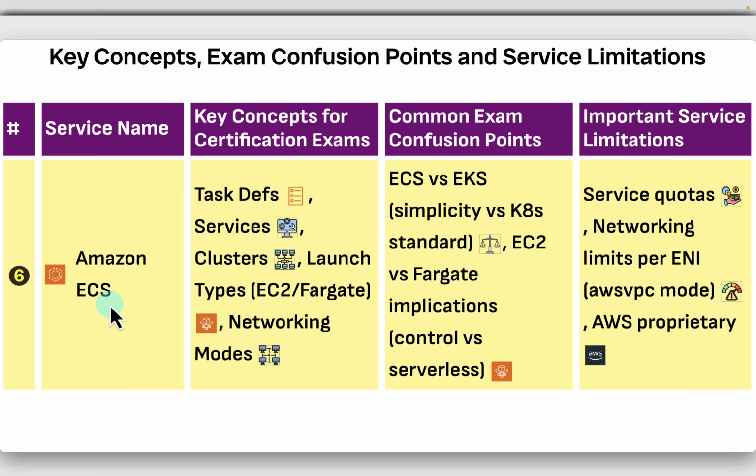Amazon ECS. Key concepts for certification exams are task definitions, services, clusters, launch types, EC2 and Fargate, and networking modes. Common exam confusion points are ECS versus EKS, simplicity versus Kubernetes standard, and EC2 versus Fargate implications, control versus serverless. Important service limitations. So there are some service quotas, networking limits per ENI, Elastic Network Interface, and this service is AWS proprietary.